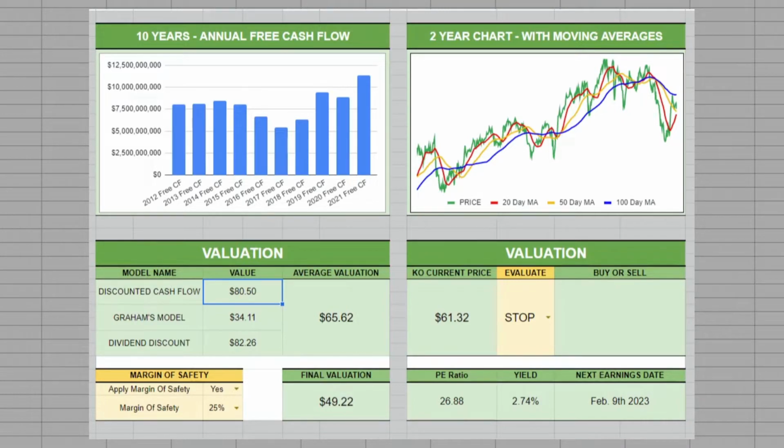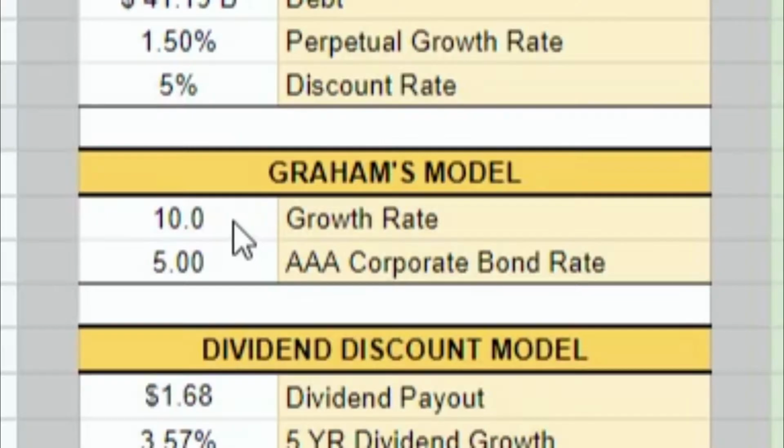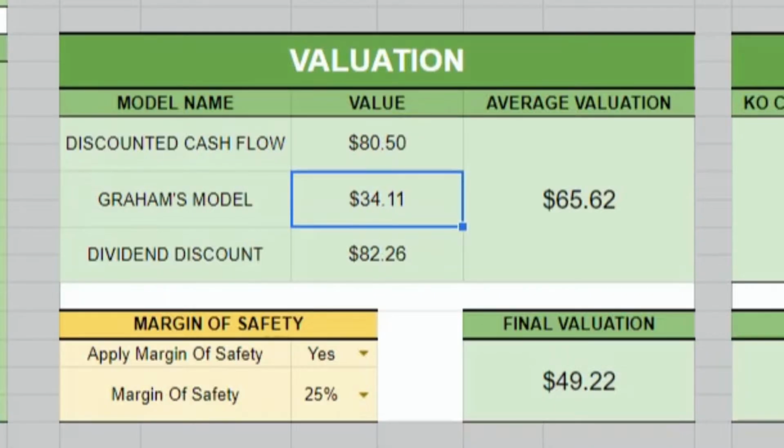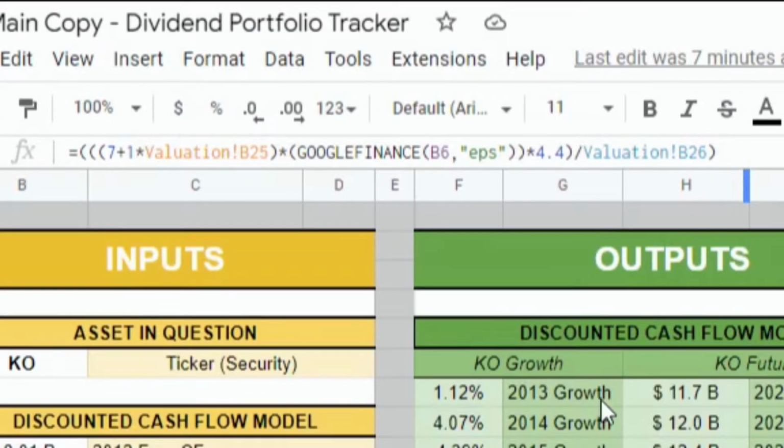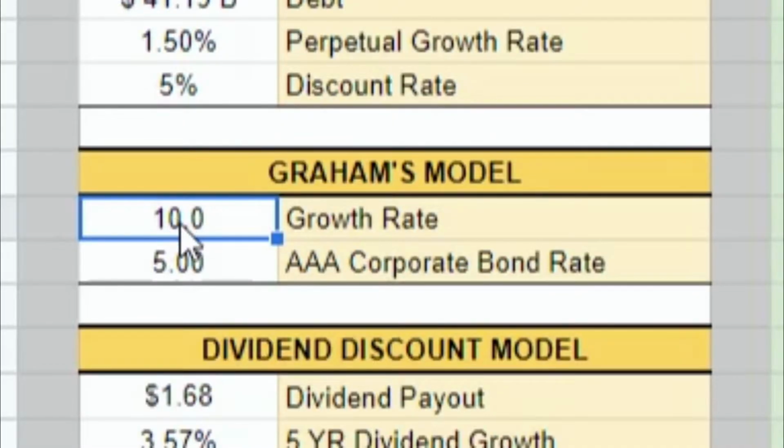But we're not just going to take the discounted cash flow model. Let's take Graham's model. Now, Graham's model is fairly simple. All of the calculation is done for us inside this formula here. All we need is an analyst estimate of the growth rate, what we expect Coca-Cola to grow. Now, they're saying over the short term, Coca-Cola is going to grow anywhere from 9, 10, and 11%.